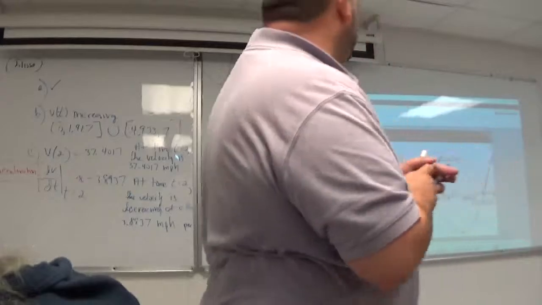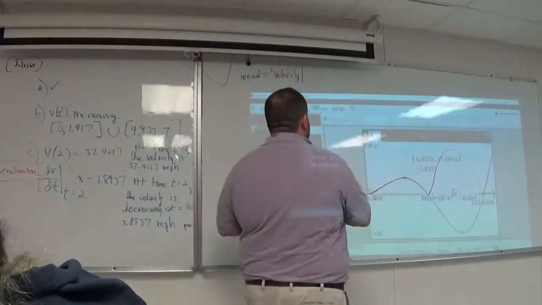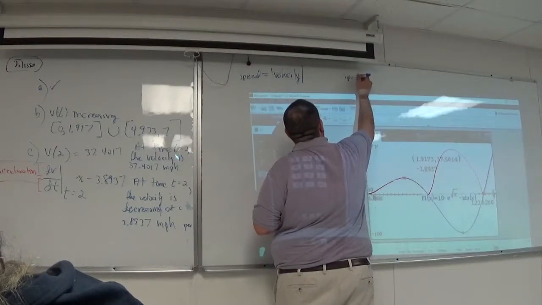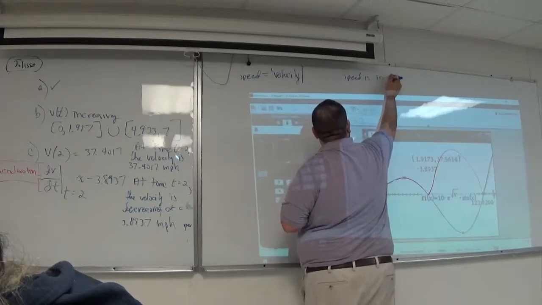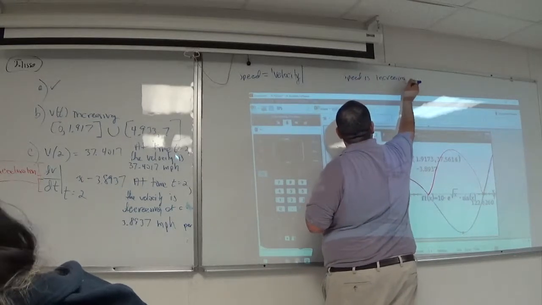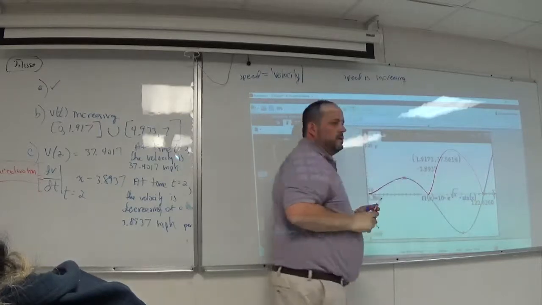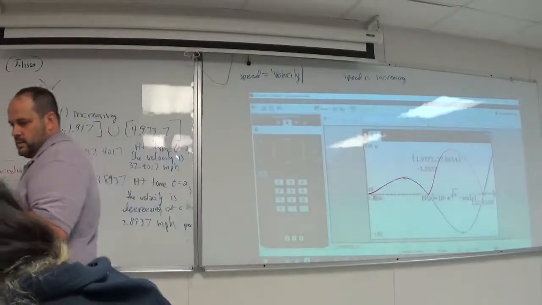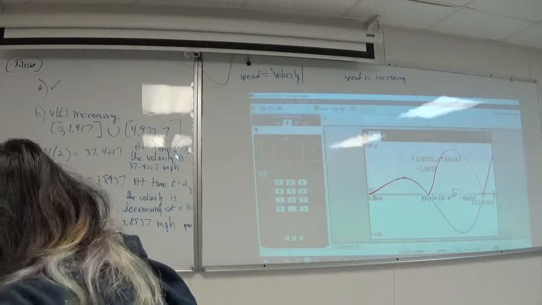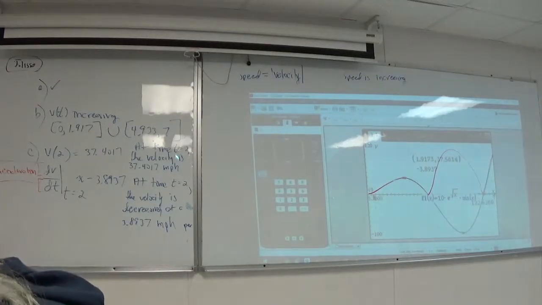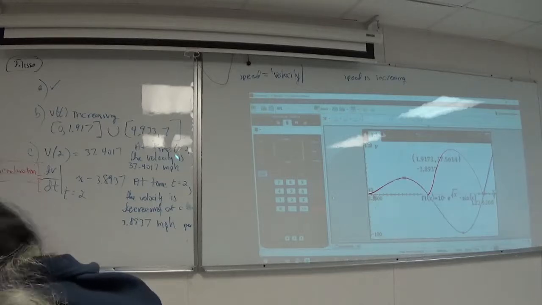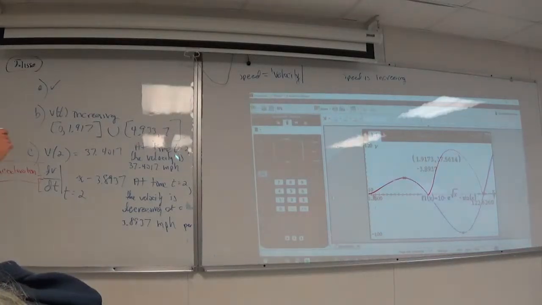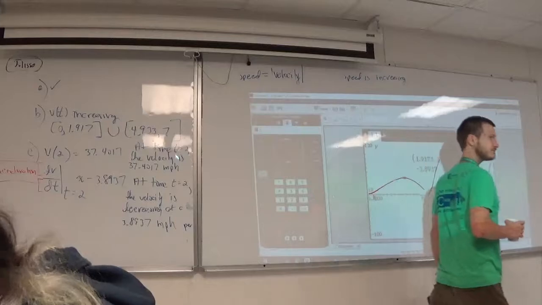Okay, so show me what you can do with this. Where is the speed graph increasing? I want intervals where speed is increasing. Where's the speed increasing? I want start points and end points. Isn't it always increasing? Oh, okay. When it goes down, it's the lower.